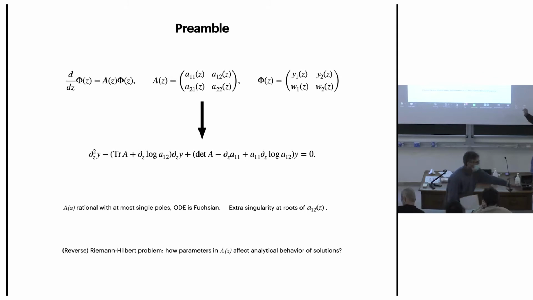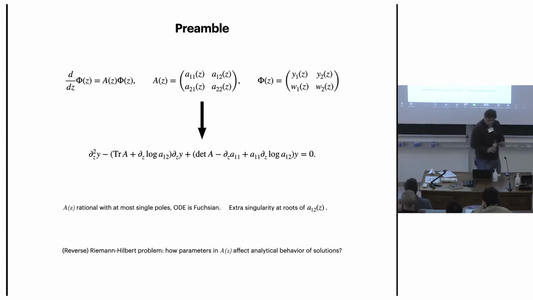Y1, Y2 are the two solutions of this equation? Exactly. The two solutions that I'm worried about. W1 and W2 are sort of auxiliary functions. They are related to the functions Y1 and Y2 by some simple rational behaviors. I mean, they really have the same analytic behavior.